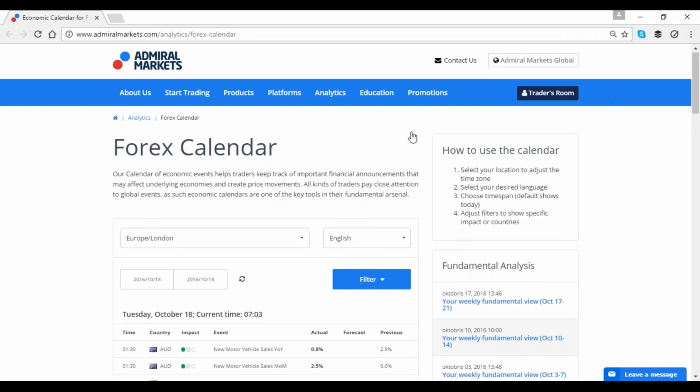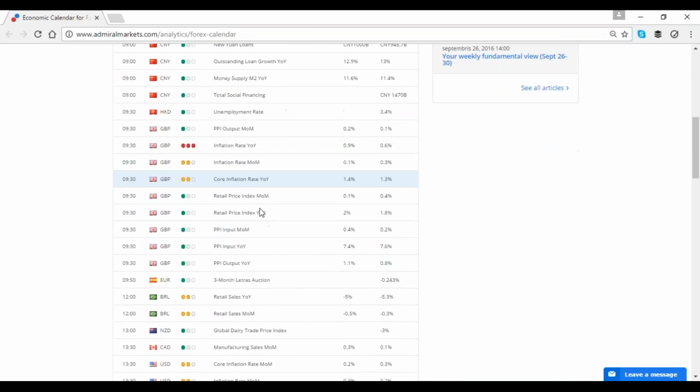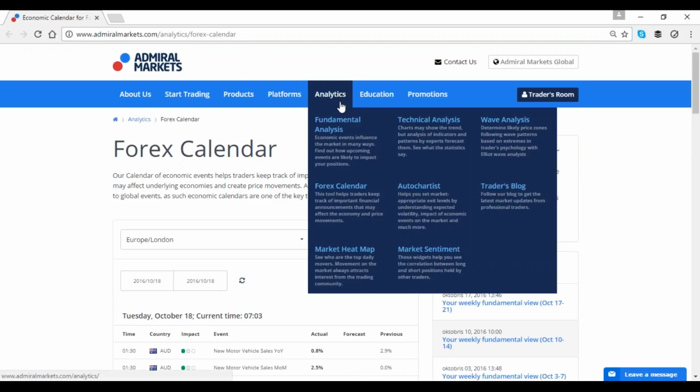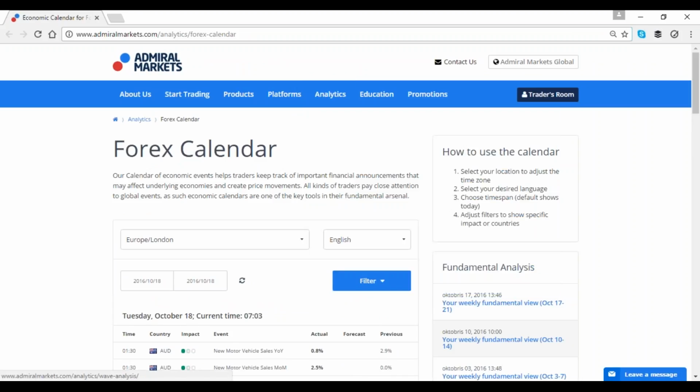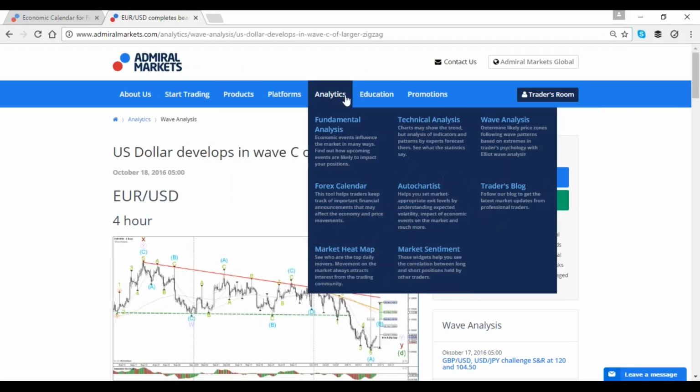And let's see, yeah, here, inflation rate, as you can see. So that's something you want to be aware of. Take a look at that always before trading. Be aware of those events. You can go to analytics and then click on calendar. If you do the same, but then click on wave analysis instead, or technical analysis, then you would get this.